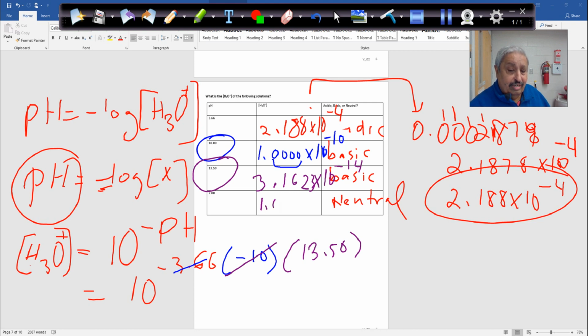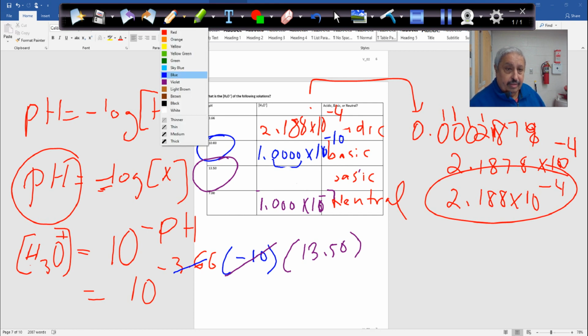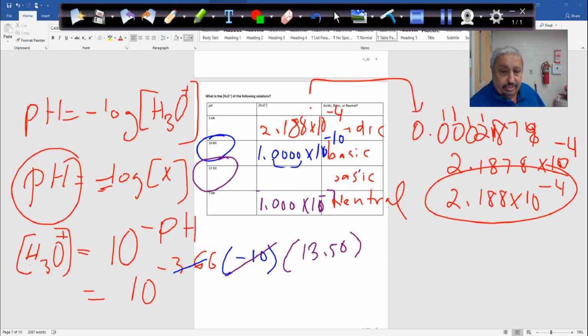Okay, guys? So maybe I have to put this one here in a way you can see it. You tell me if I have it correct or not. So here it is. How much was it? 3.162 what? 3.162 times 10 to the minus 14.